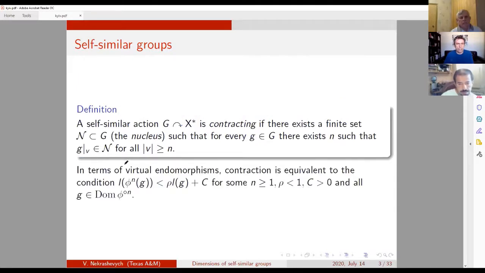And in terms of the virtual endomorphism, this condition that you see only finitely many possible behaviors is actually equivalent to the virtual endomorphism contracting the length of group elements. So this L of phi n of G is the length of the group element with respect to some finite generating set. So asymptotically, the virtual endomorphism must contract the length, and that's where the word contracting comes from. So these two conditions are equivalent. It's not absolutely trivial, but that's not very hard.